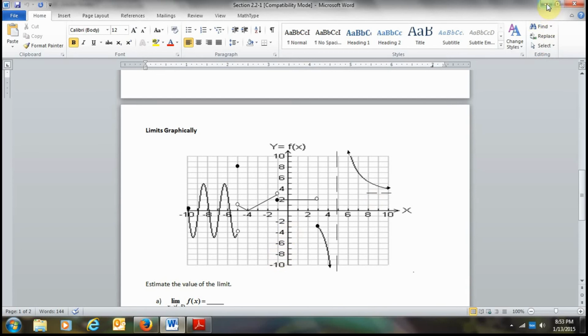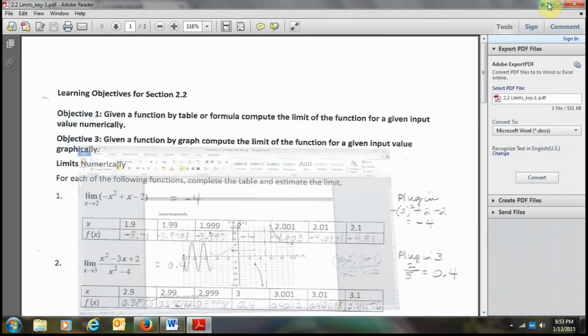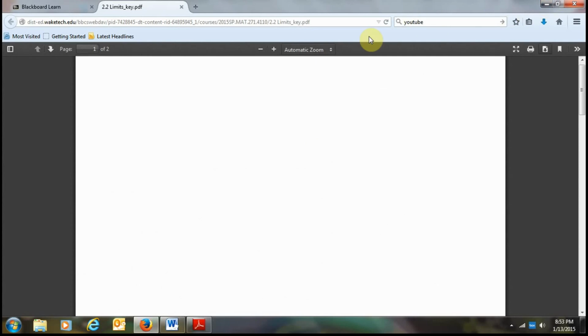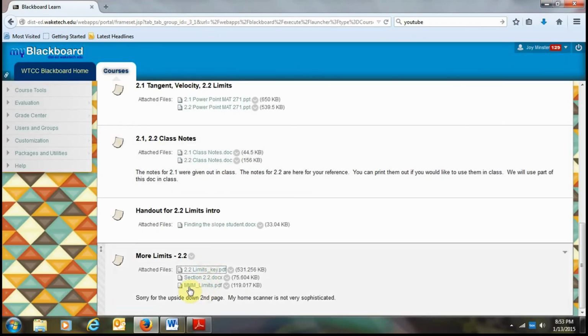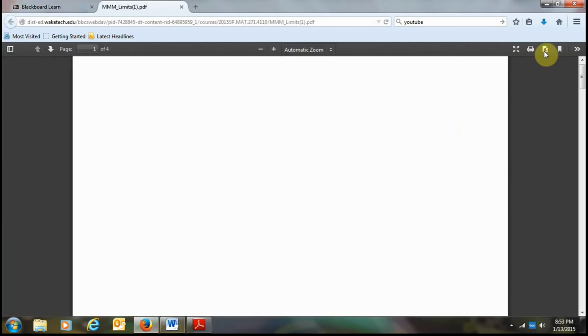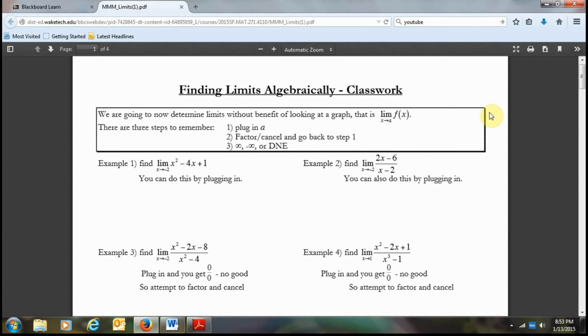The next thing we need to look at is more of those where we have to factor. So I've posted a third document for you. The third document says MMM limits, a PDF. So again, because it's a PDF, you're probably going to have to do the download. Oh, this one came up. And this takes you step by step on what to do. It just doesn't show you on the problem. It just tells you what to do up here.